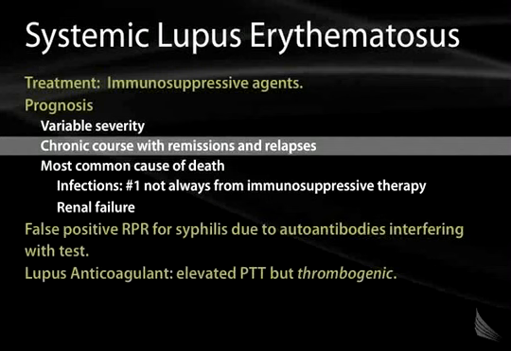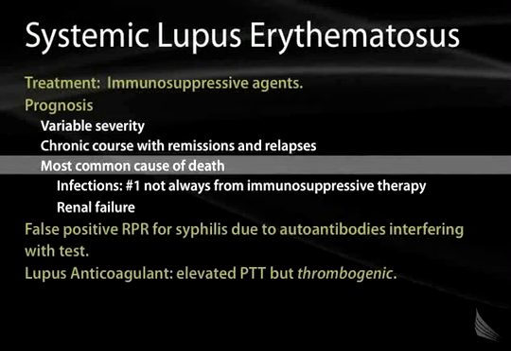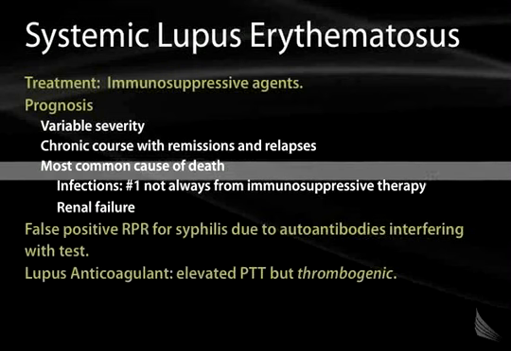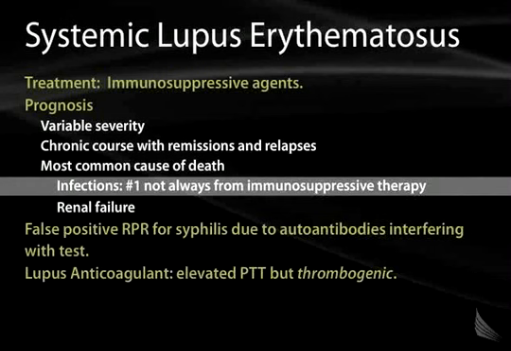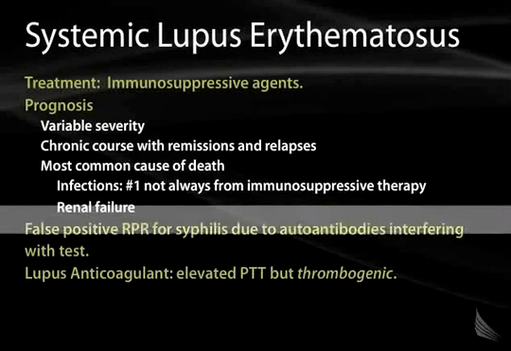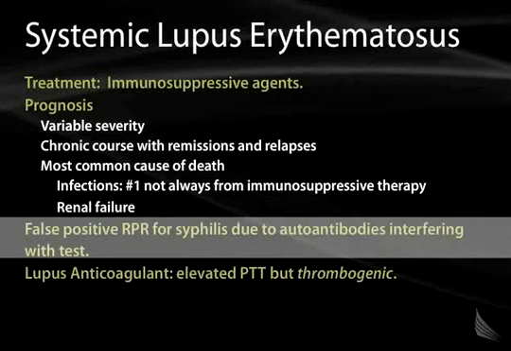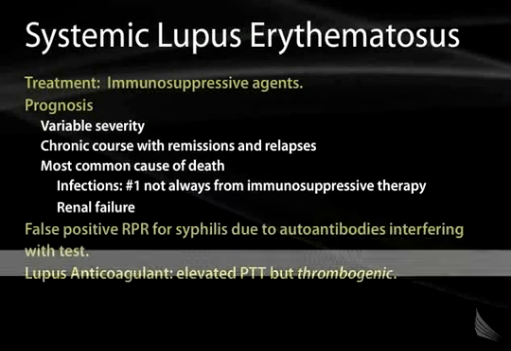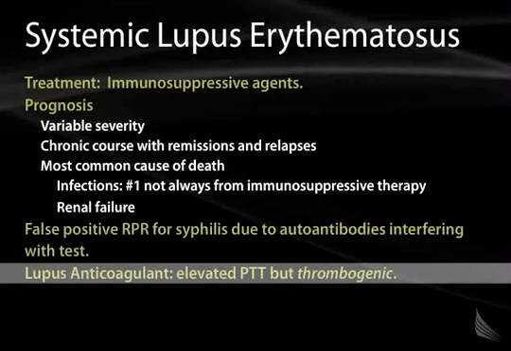There are periods of remission and relapse. And the most common cause of death in patients with SLE are infections, and not always from immunosuppressive therapy. The other cause of significant morbidity and mortality in patients with lupus is renal failure. Another interesting component that is worth remembering for your Step 1 exam, you can have a false positive RPR for syphilis due to the autoantibodies interfering with the test. And remember, when seeing a patient with lupus anticoagulant, they will have an elevated PTT, but they are more prone to clot rather than to bleeding.